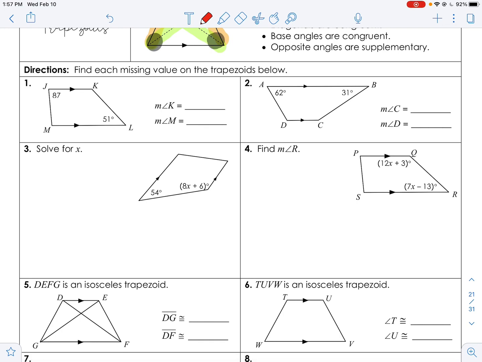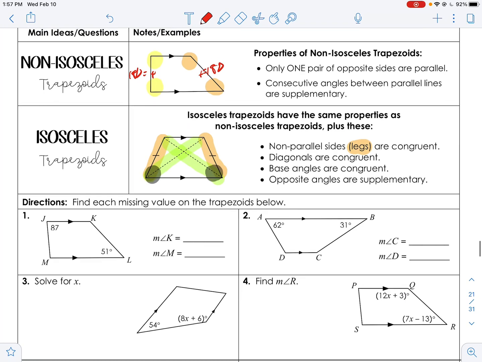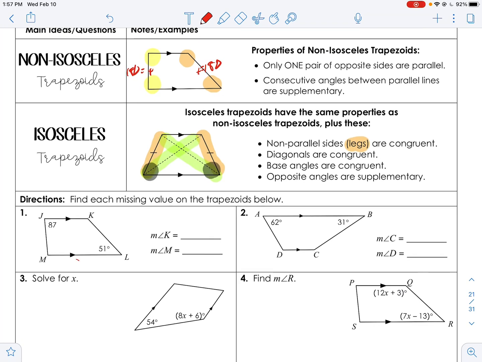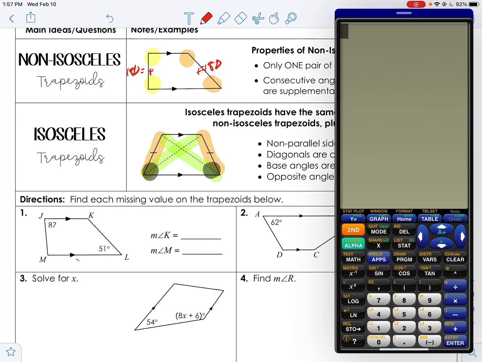So let's practice those rules and help us memorize. Find each missing value of the trapezoids below. Well, if we look back, this one's going to be non-isosceles. So consecutive angles are going to be supplementary. So let's go 180 minus 87. That's going to make that 93. Should be degrees on that one.